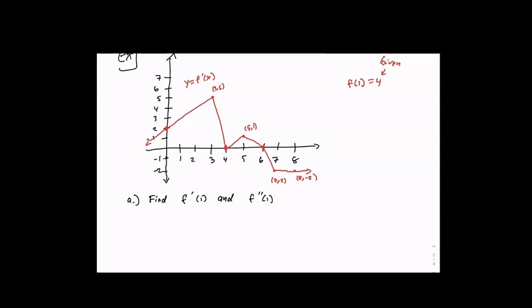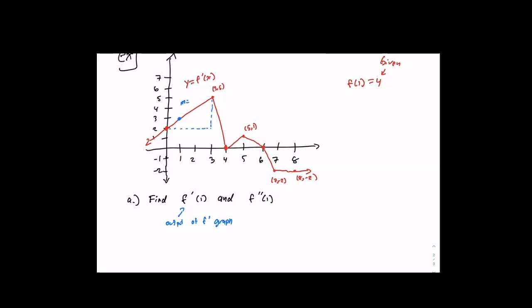So f prime of 1 is simply the output of the f prime graph. We're given the graph of f prime of x. So f prime of 1 is that value right there. Now, of course, the way I'm doing it is I'm eyeballing it, which is something we never want to do. So one of the things we want to make sure we do is calculate the slope.